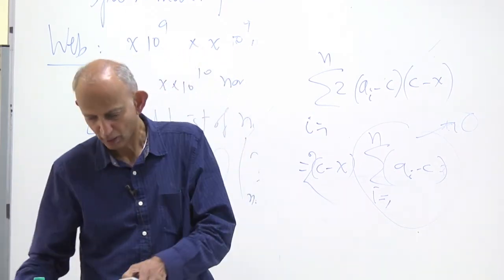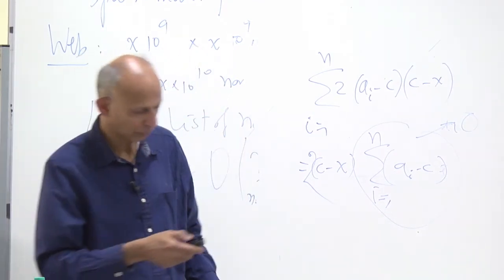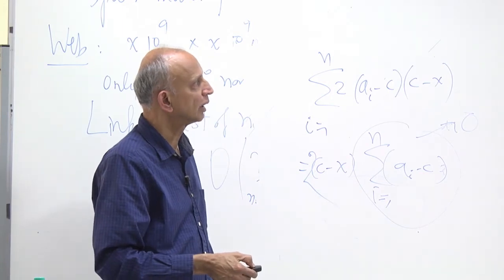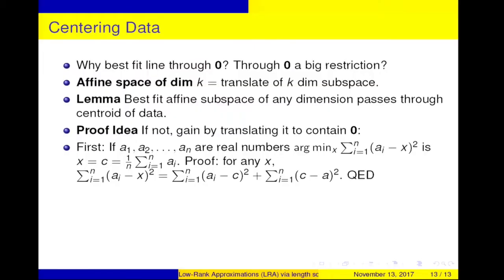Right? So that goes away. So you get that. That proves that for the case of real numbers, because this is a non-negative quantity, and the best value you can have for it is 0. And 0 means x equals C. That's the lowest value, x equals C. That's what we wanted to prove.